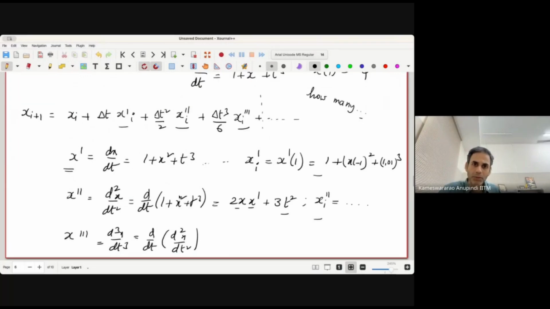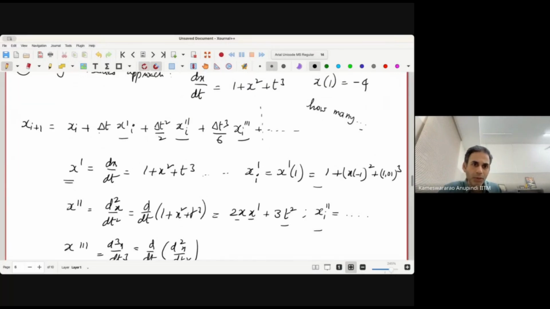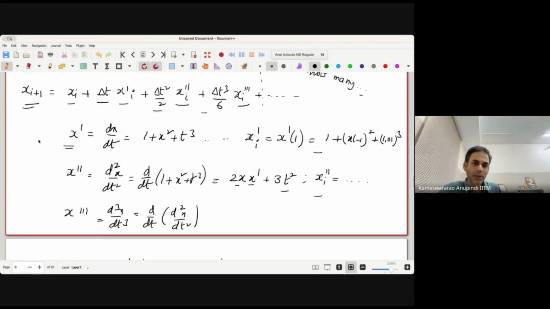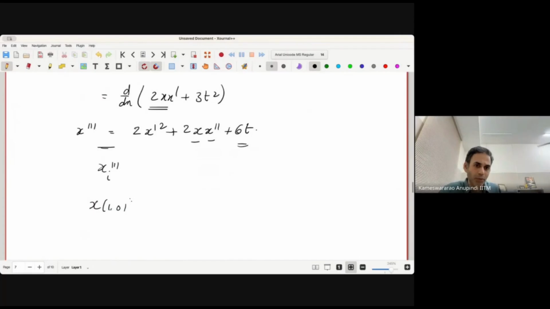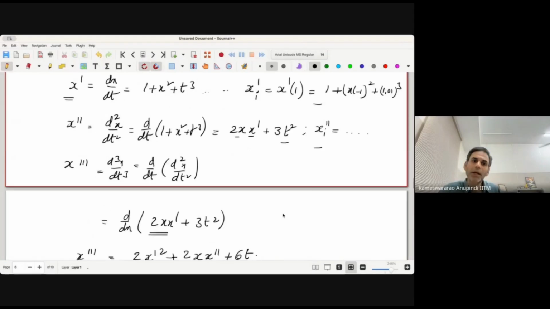Question? So once you have all these values, you can put the delta t value and then update what is xi plus 1. So xi plus 1 you can calculate, that is x of 1.01 will be the sum of all these four terms that we would obtain. That would be x of 1.01.